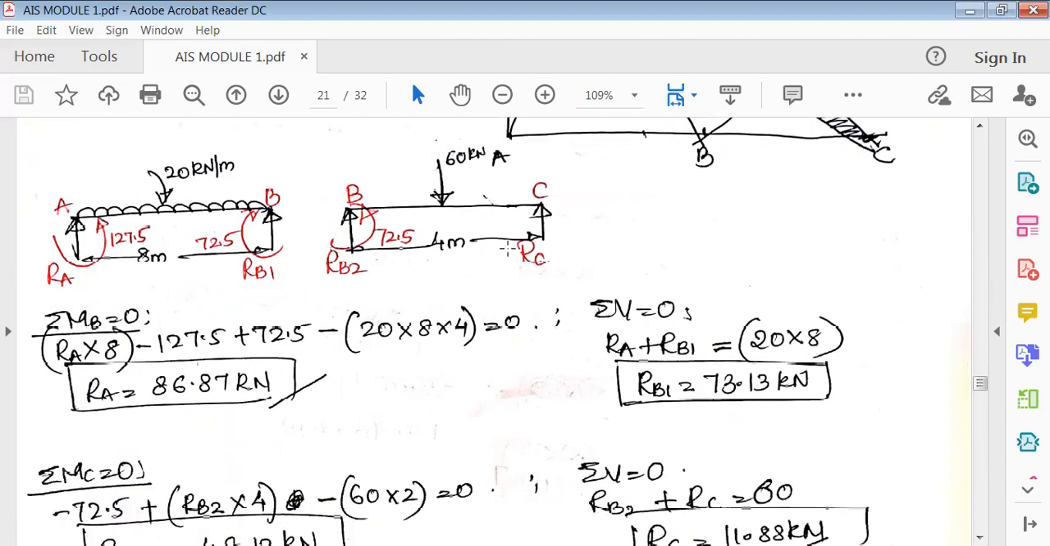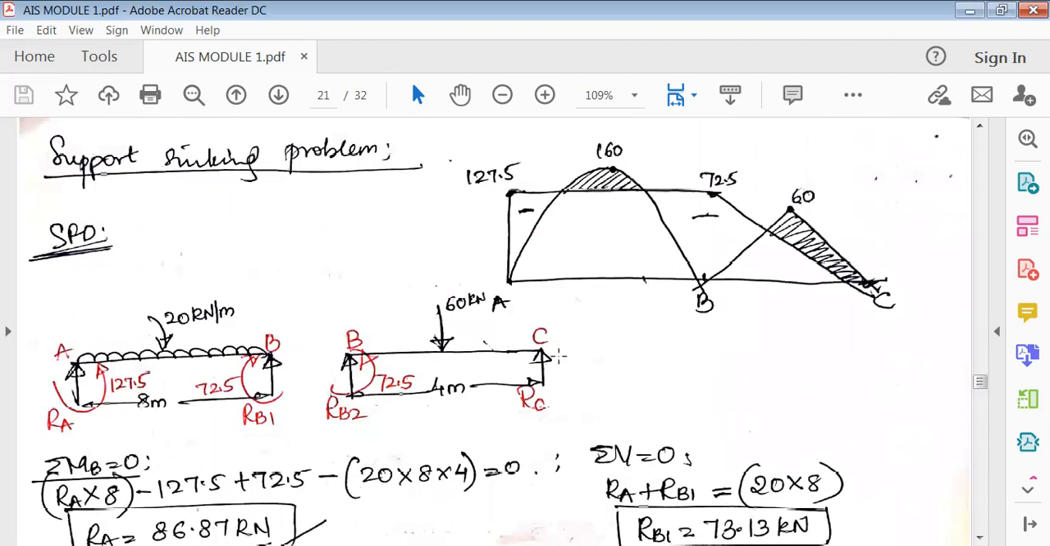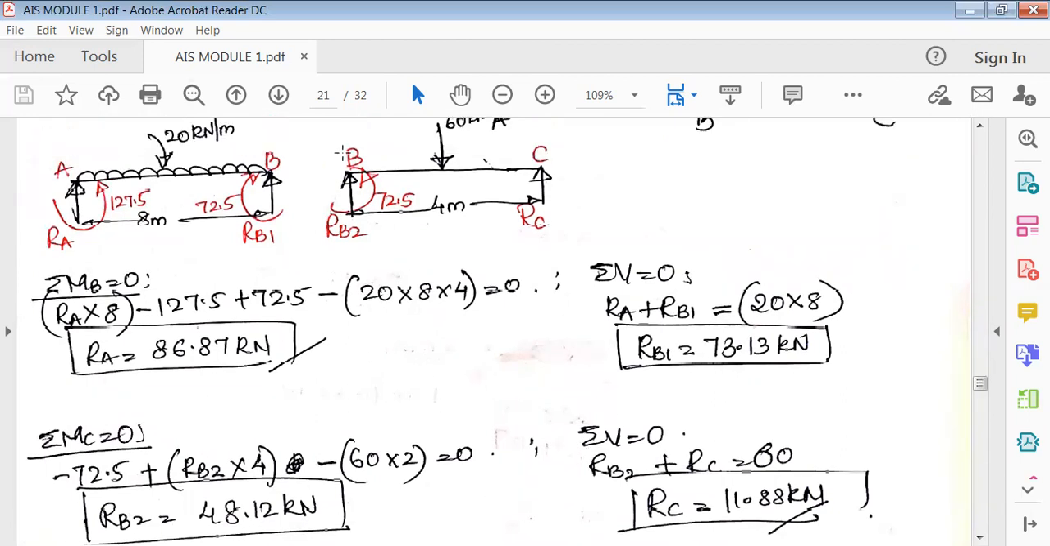So now this is RB2 into 4. Moment about C equal to 0. So RB2 into 4, then minus 72, then minus 60 into 2 equal to 0. So we got the value of RB2. Next, summation V is equal to 0: RB2 plus RB2 plus RC is equal to 60. So RC is equal to 11.88.